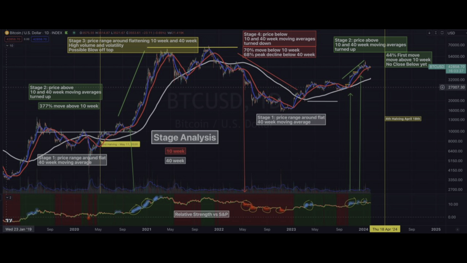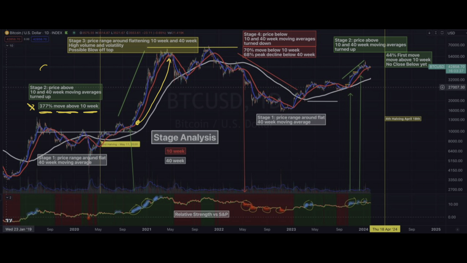Let's look at stage analysis for Bitcoin going back to 2020. We see the price ranging around a flattened 40-week and 10-week moving average. As we see the moving averages consolidate, stack, and turn up, we also see the relative strength of the Bitcoin S&P pair start to rise and put in 52-week highs. As the price turns up above the consolidated moving averages, we can see Bitcoin entering stage two, rising above the 10-week moving average and not closing below until stage three topping.